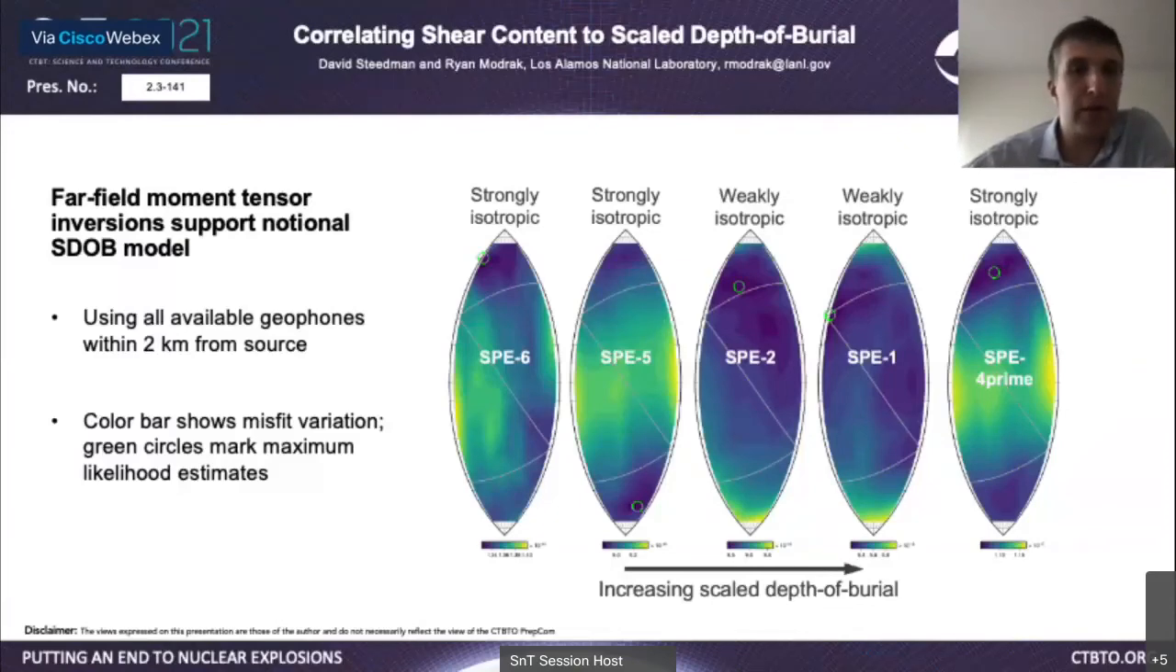The main result, looking at these misfit patterns, is that the largest shear release, or in other words, the weakest isotropic character, again corresponds to intermediate scale depth of burial. So the moment tensor results also now are consistent with our proposed shear release mechanism.